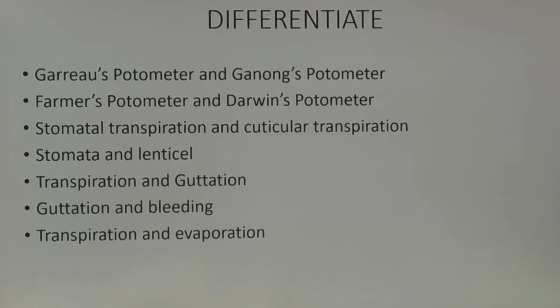Then transpiration and evaporation. We have already seen transpiration is the loss of water in the form of water vapor from the aerial parts of the plant, whereas evaporation is the loss of water from the surface of water bodies in the form of water vapor. Another difference is that transpiration is a very slow process, whereas evaporation is a fast process. So that is with regard to the terms that can be asked for differentiation.